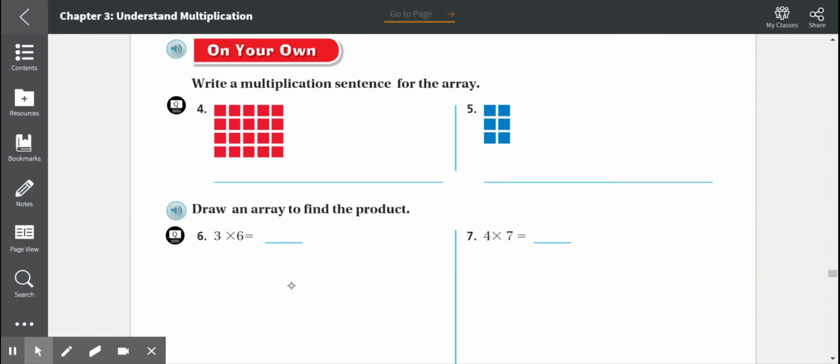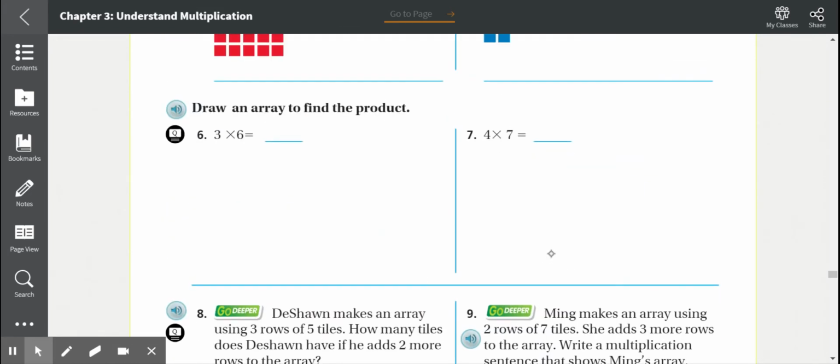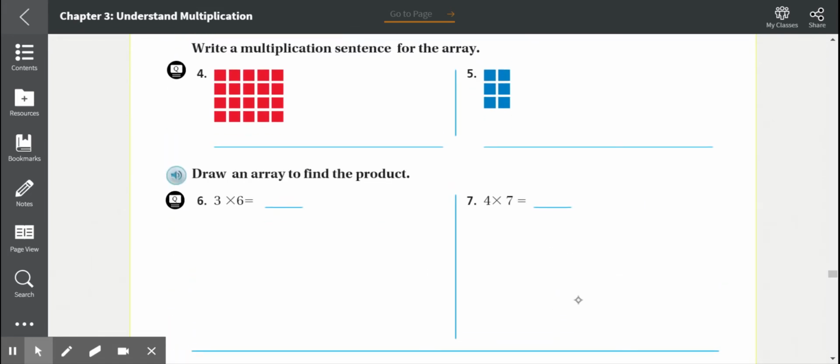All right. So this next part's supposed to be on your own. So what I want you to do right now is press pause, and then I want you to work for as long as you need to do numbers 4, 5, 6, and 7. And then when you're done, press play, and then come and check your work.